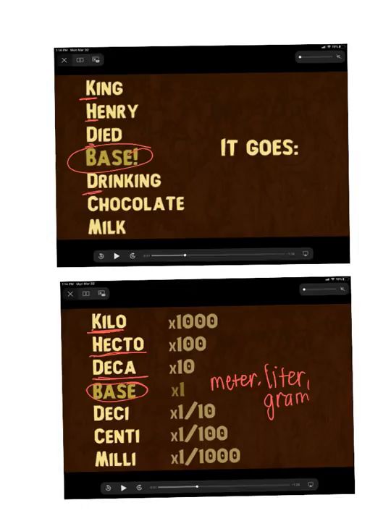The D in drinking stands for deci. The C in chocolate for centi, and the M in milk is milli. All of these are prefixes for these root words: meters, liters, and grams. So when we're converting in the metric system, what's great is that each time we go from one measurement to the next, you regroup by tens. So it's just like our number system.